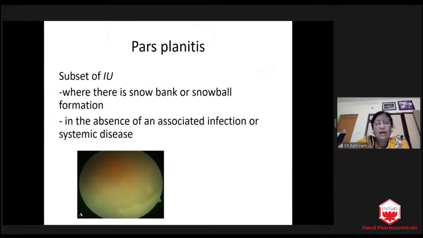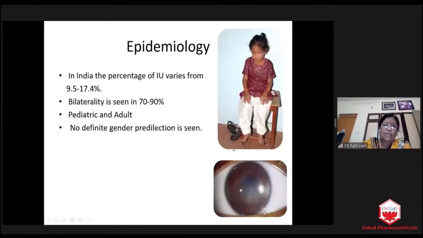And what is the difference between intermediate uveitis and pars planitis is the most common question we hear from students. See, here you see the snow banking. It is exactly like your white coat. There is a white coat of deposit in the pars plana. Only when you see such white snow banking, you call it pars planitis, and it will not indicate any disease. It is idiopathic pars planitis. Idiopathic intermediate uveitis with snow banking is pars planitis. You can have either snow bank or snowball formation, which I will show you here.